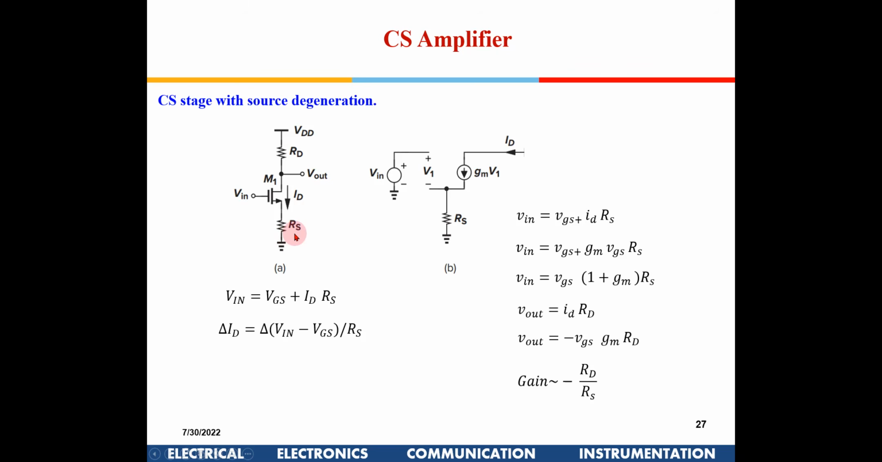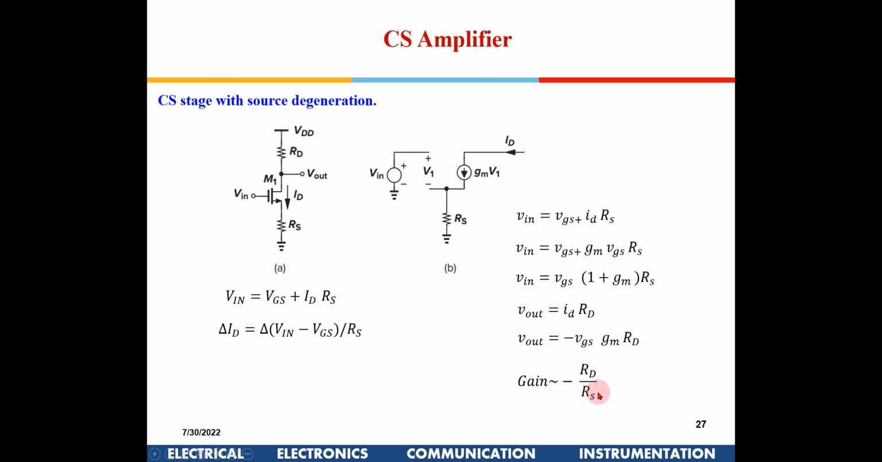Now what happens to the gain if I put this RS? Now the input small signal becomes V in is equal to VGS plus ID RS. Now V in and VGS are not the same, because V in is here, VGS is here, and RS is also there, so I have this additional component. Now ID I replace by GM VGS. I take VGS common, and it becomes 1 plus GM RS. Now V out is ID RD, like it was in the previous case. So now if I take the gain, it becomes RD divided by RS. So this is the gain.